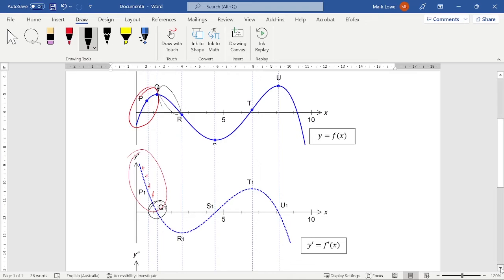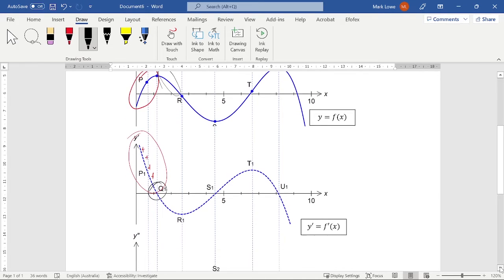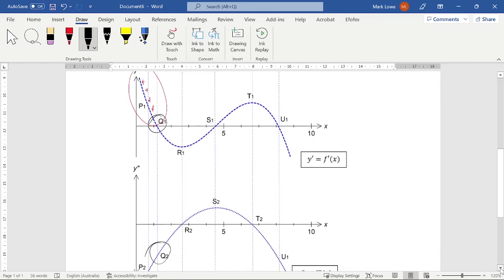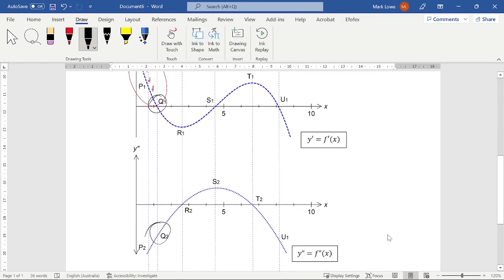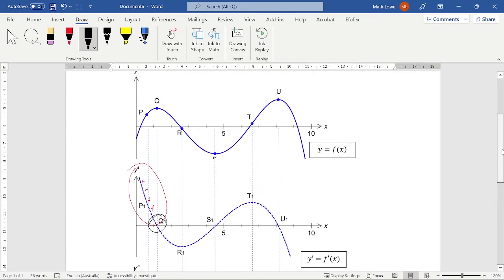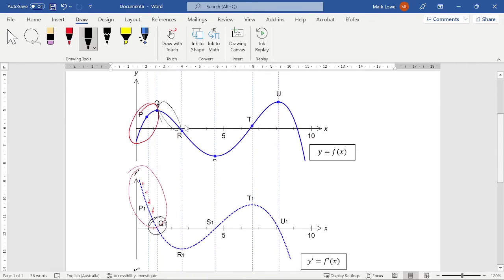Now, how does that relate to our second derivative? All of those values here are negative on our second derivative. It only stops being negative at this point. What is that point? R. R1 and R2 relating to this point R on our original function.